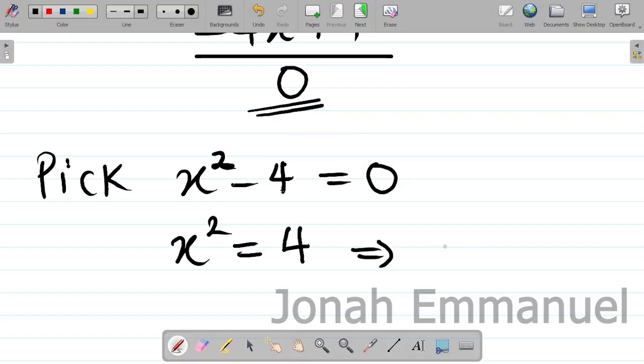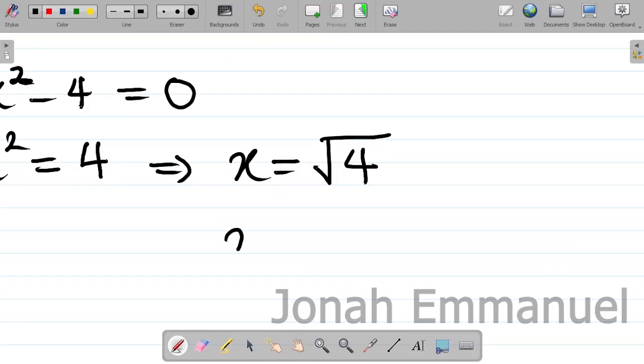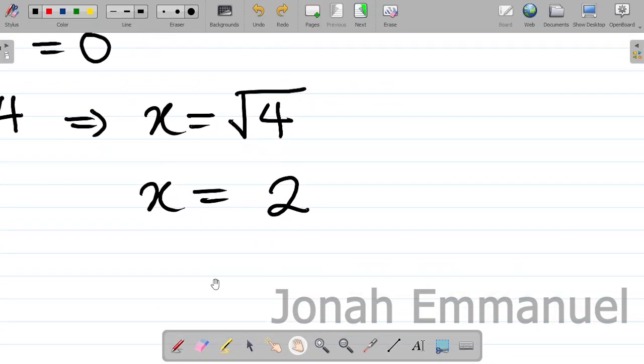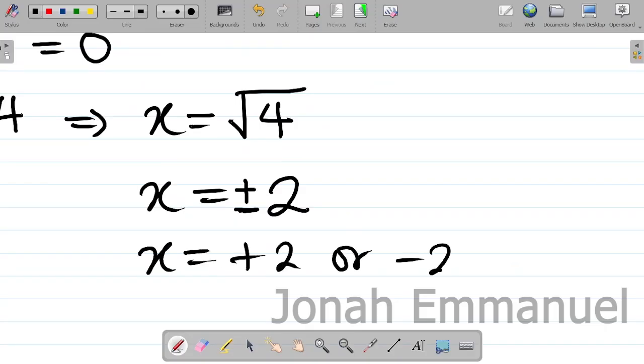How do we get x? From here, x will be equal to the square root of 4. Take square root. Normally, we know that the square root of 4 is 2. But don't forget that this is the part 2, and the part 2 will give you two different answers. In an actual sense, the square root of 4 is plus or minus 2. So x will be equal to plus 2 or minus 2. All right, so I've gotten the other two answers here.